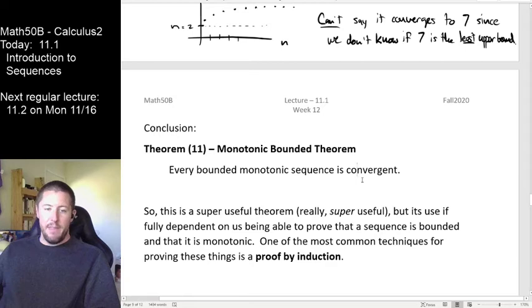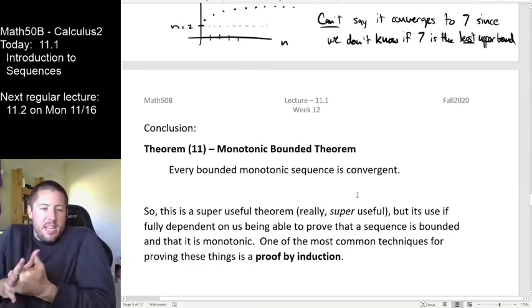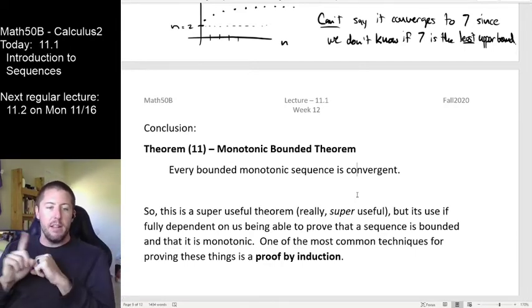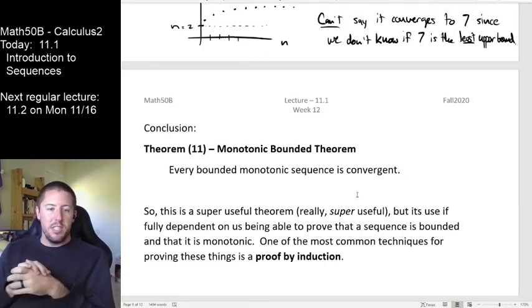What we don't get from this is we don't know what it converged to. This is not a statement that says, then it converged to L. All this is saying is, I promise it's going to converge if these two conditions are met right here. We might need to do a little bit of extra work to judge that, which we're going to do. Right? So the problem with this theorem is that its use is fully dependent on us being able to prove two things, boundedness and monotonicity. Right? And we can't prove convergence using this theorem unless we can prove each of those separate things first.